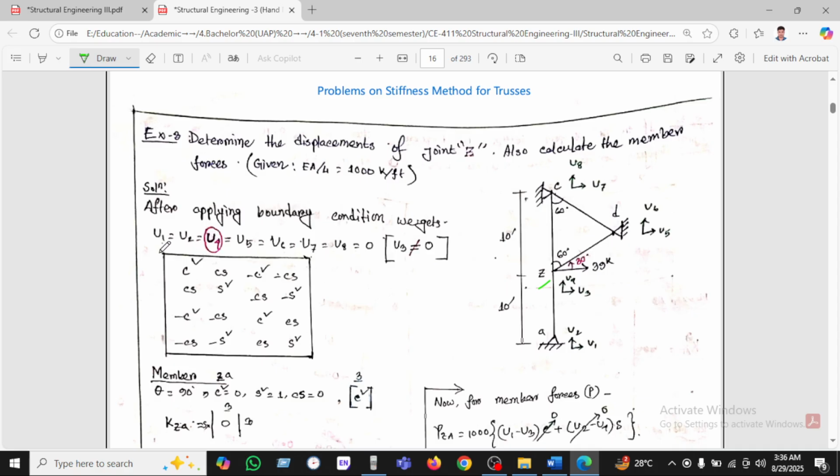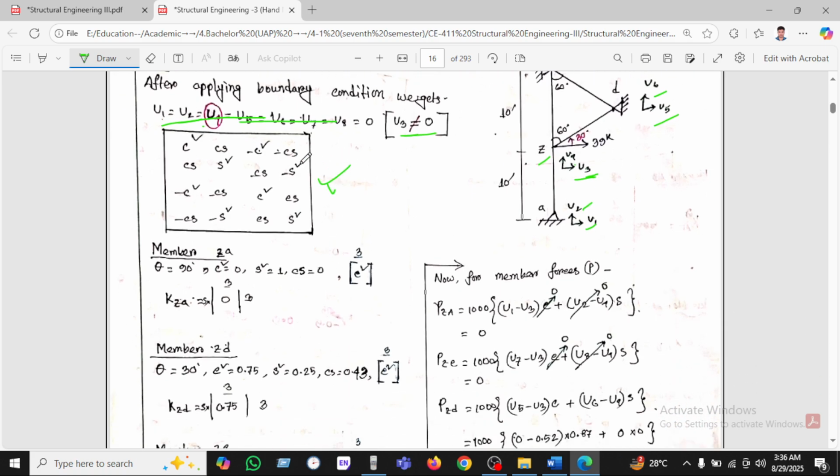So after applying the BCs, you will see U1, U2. So this is the U1, U2 as the pin support. U3 is not 0, U4 is 0, and 5 is 0, 6 is 0, 7 is 0, 8 is 0, because there will be no displacement, that's why 0. And only U3 is not 0. This is the formula that must be memorized. C square, CS, S square.